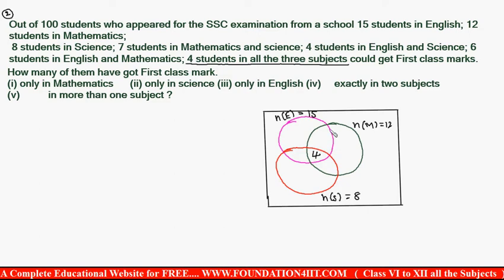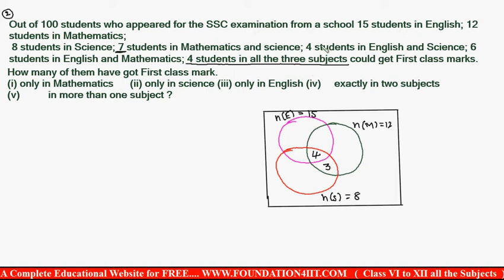Now we can arrange the remaining. After writing all the 4 students in all the 3 subjects, in 3 subjects how many students, that we should write first. Then we can represent this. Next we have 7 students in maths and science. Maths and science combination is this portion. In this, 4 is already there, so the remaining 3 you must write. This entire common area for maths and science is 7. Yes, 4 plus 3 is 7.